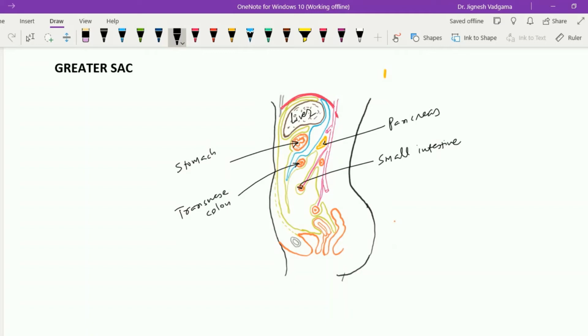Just above the pelvis, we find the sigmoid colon. Here we can appreciate the rectum. In case of the female, just in front of the rectum, we find the uterus. And in front of the uterus, this is the urinary bladder.